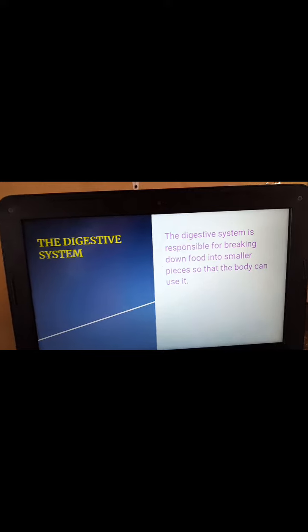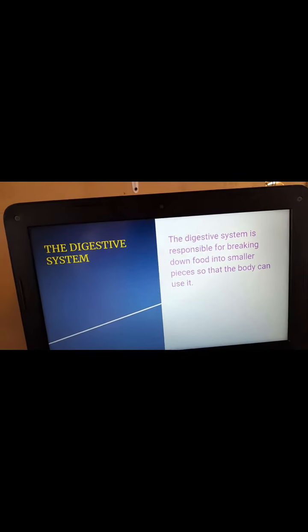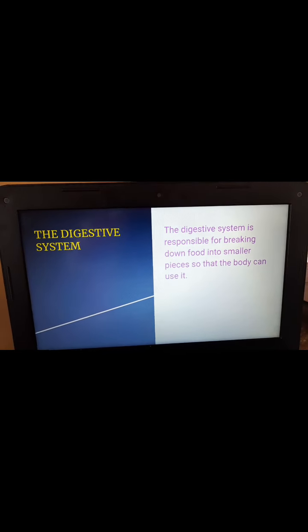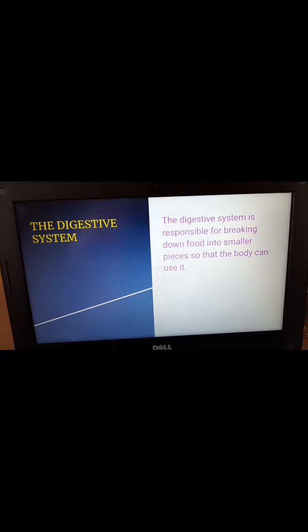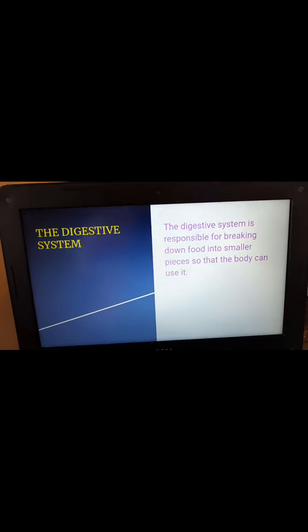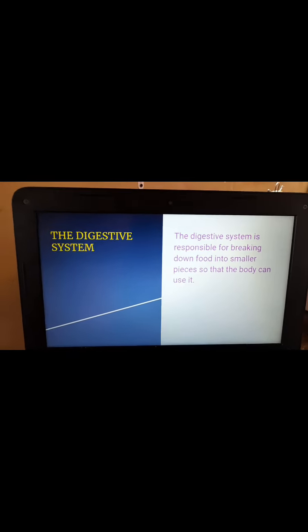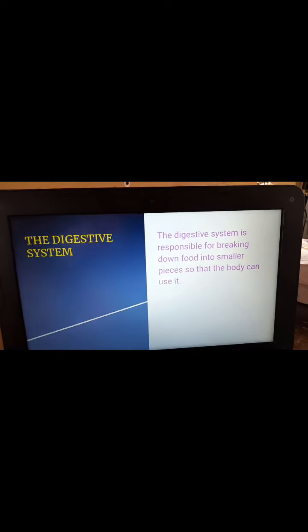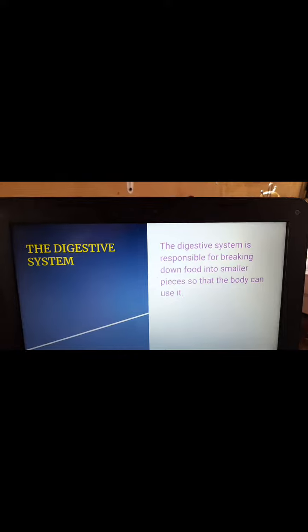The digestive system is responsible for breaking down food into smaller pieces so that our body can use it. So the food that we eat, that whole system there, goes through a process where it's broken down into smaller pieces so that our body can use the nutrients.